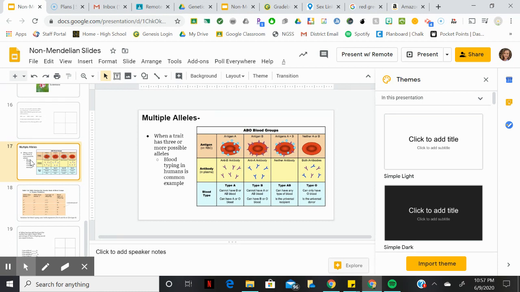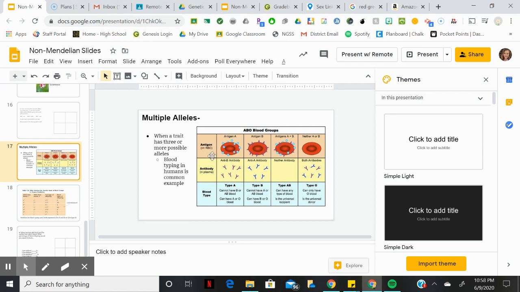So this is not only when there are 3 alleles, it's when there are 3 or more. It's anything more than 2. Blood typing is the most common and accessible example. So this is how blood typing in humans works.